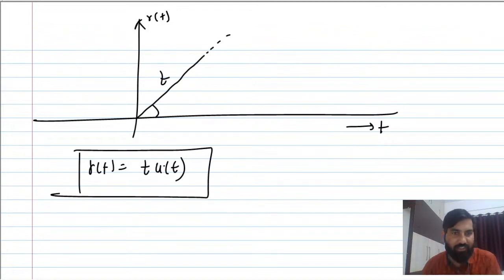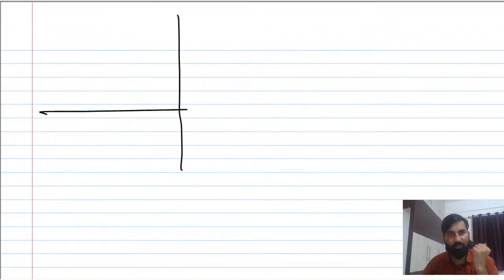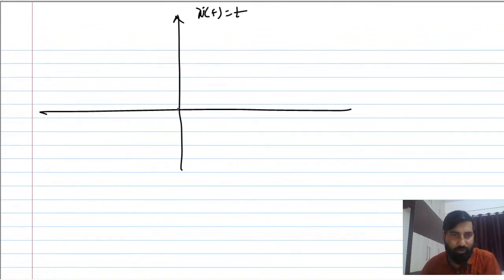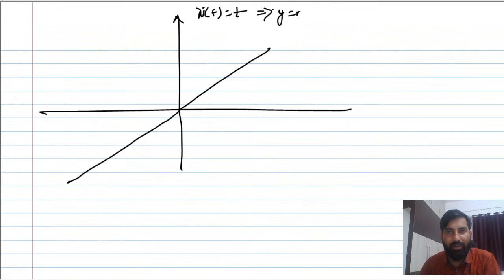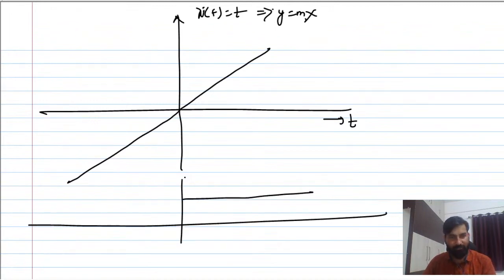Why are we multiplying u of t? Because you know that if you simply take t here, suppose we have x of t equal to t, so what is x of t equal to t? It will be like this. This is y equal to mx, the slope is 1, and this axis takes time here, and this x of t is the function y. But now if you multiply this with u of t, you're just multiplying this and this. You know that from minus infinity to 0, u of t is 0.